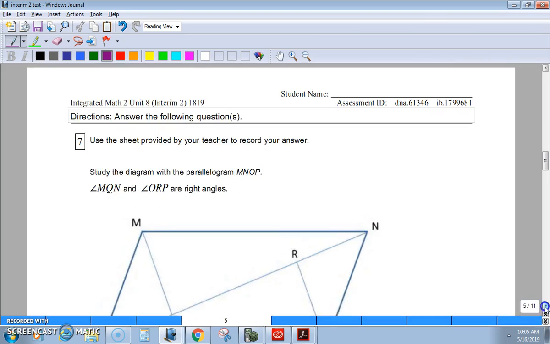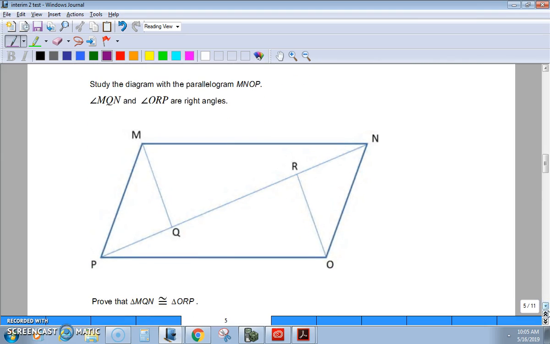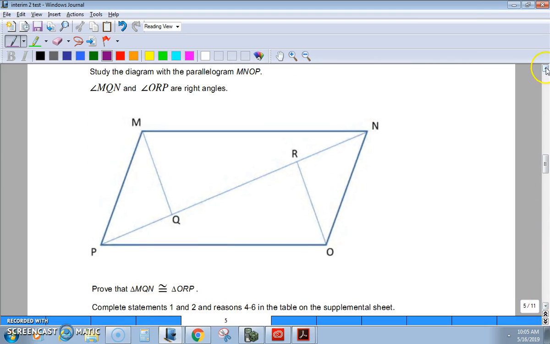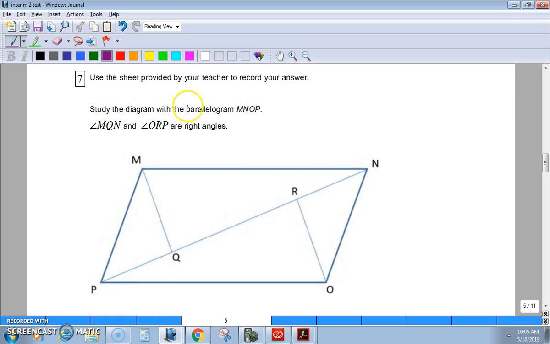What's next? Ooh, good, fun, one of our proofs. Both of these are given. I'm hoping that you did that.